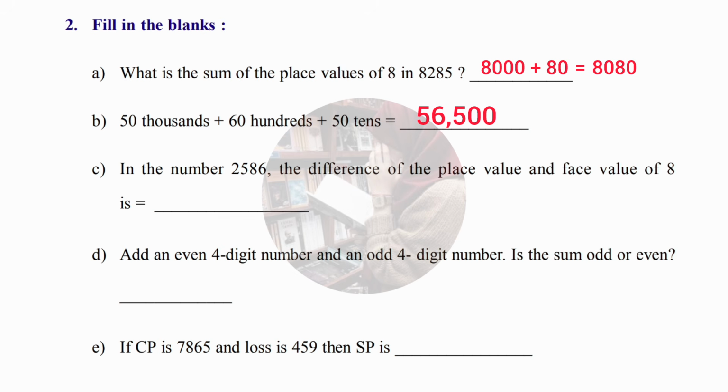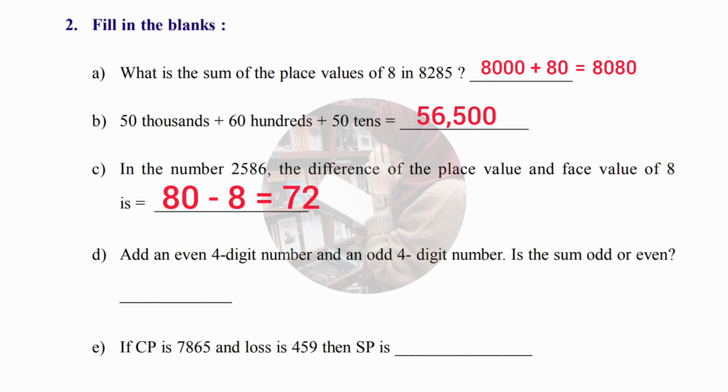Understood guys? Let's see third one, which is in the number 2586, the difference of the place value and face value of 8 is. First we'll write the face value and place value of 8. So place value of 8 is 80 minus face value of 8 is 8. So 80 minus 8 is 72.